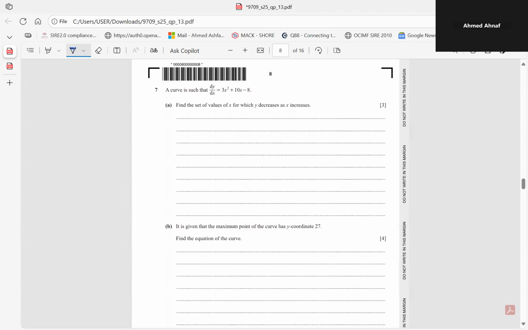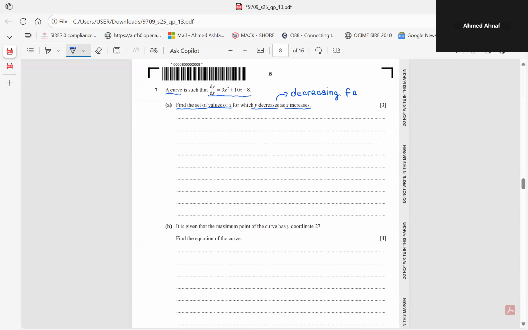Okay, so for this question, we're told that a curve is such that dy/dx is equal to this expression. For the first question, we have to find the set of values of x for which y decreases as x increases. So what do they mean when they say y decreases as x increases? Let's try to sketch the function and see it visually. So the function would be like this. It would be a decreasing function. So basically, they're telling us to find the values of x for which y is a decreasing function.